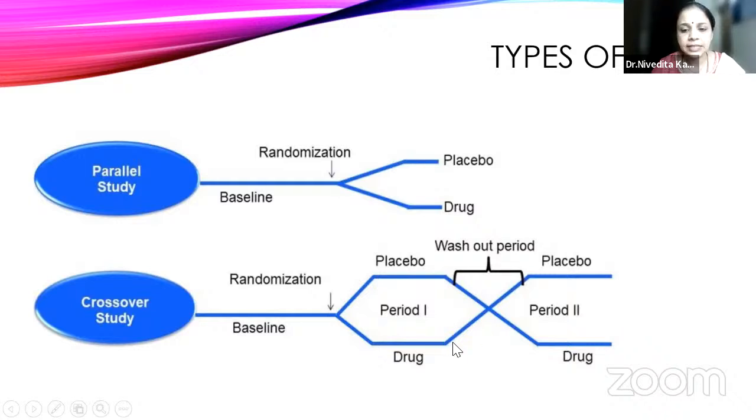The advantage of this is that the patient acts as his own control. So you could use a smaller sample size to get a good power. The disadvantages may be that if the washout period is not carefully chosen, there may be a crossover effect of the drug or placebo into the second phase. Also, if there is loss to follow-up between the phases or mortality, this again causes some confounding. So these are the disadvantages of a crossover trial.